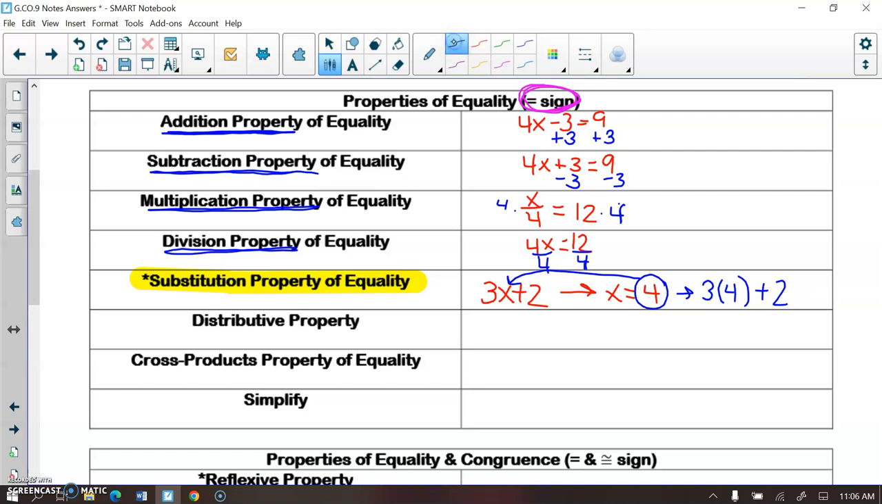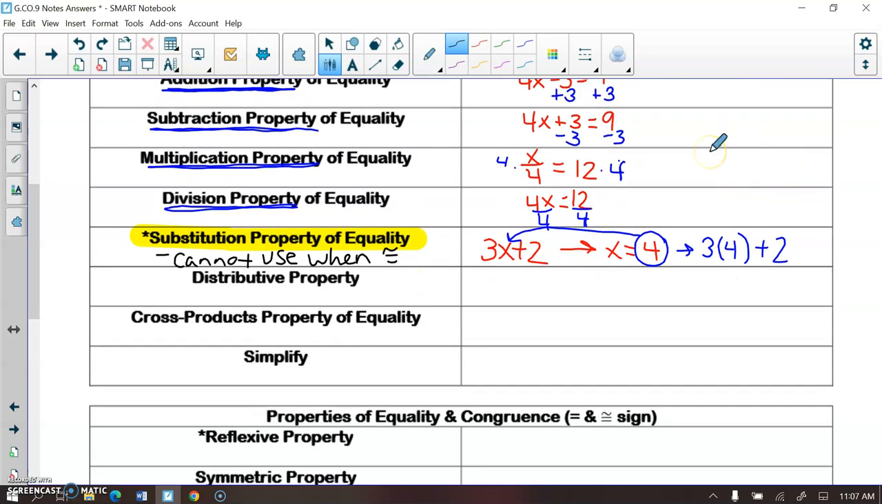And we're going to write a little note below this that we cannot use this property when you have a congruent symbol. There's something else that we use instead. So substitution can only be used when we're dealing with equal signs or equations.